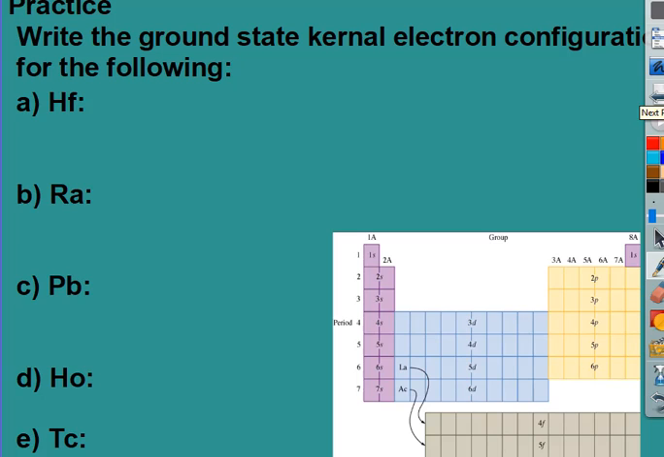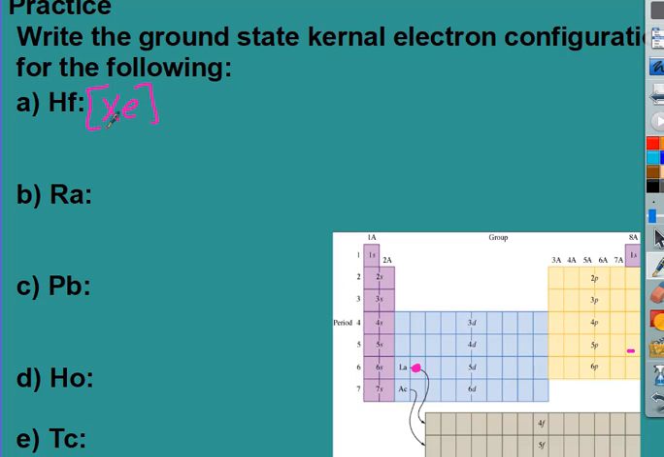These say write the state kernel configuration, or sometimes noble gas configuration, or shorthand. So to write shorthand, you're going to find the element. So hafnium is here. So you're going to find the noble gas that comes before it. So follow it back from atomic numbers. So I'm looking at this noble gas, which is xenon.